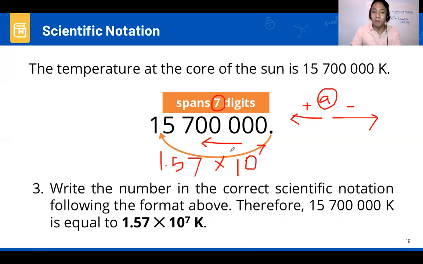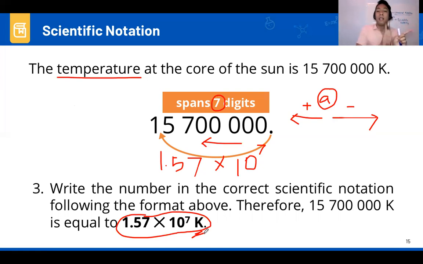So our final answer here is 1.57 multiplied by 10 raised to 7 Kelvin. It's because we are talking about temperature. So we have the unit Kelvin. Okay, one more time. Remember, if you will move to the left side, that is positive. If you will move to the right side, that is negative. That is only for the exponent, which is the A.